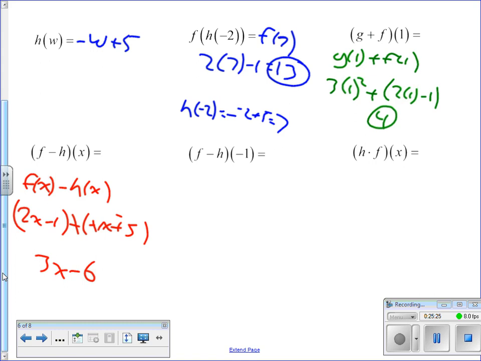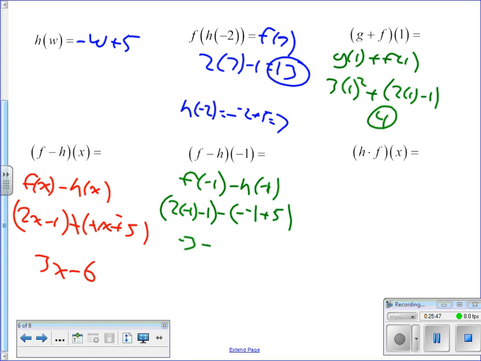F minus h of negative 1 is f of negative 1 minus h of negative 1. So that's 2 times negative 1 minus 1 minus negative 1 plus 5. 2 times negative 1 minus 1, so that's negative 3 minus, and this becomes 6. Negative 3 minus 6, negative 9.